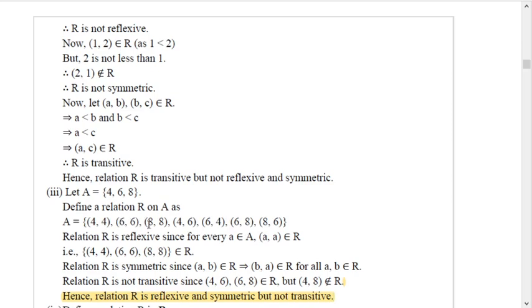So this relation is reflexive. For reflexive, if any condition is followed, you say this is reflexive. But for transitive, if any condition is violated, you immediately say that the relation is not transitive.